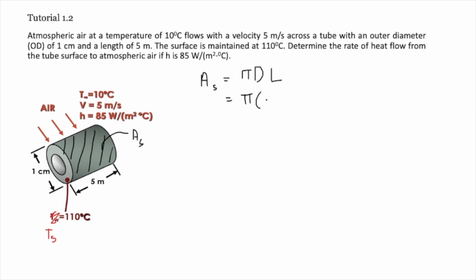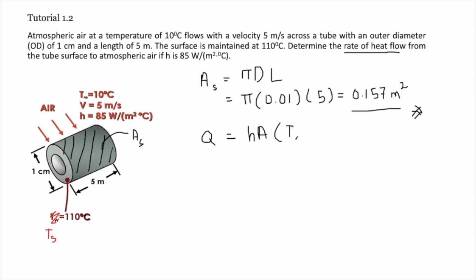The diameter of the cylinder is 1 centimeter, so therefore the value is 0.01, and the length of the pipe is 5 meter. So therefore the surface area you're going to get is 0.157 meters squared. Okay, so we're going to use Q equals hA (Ts minus T infinity).